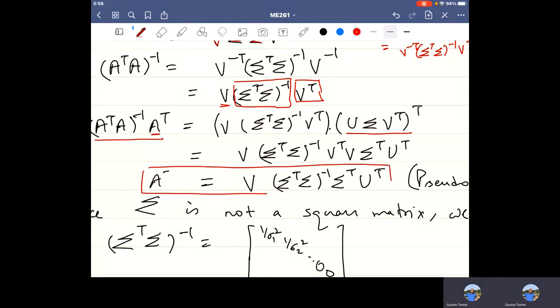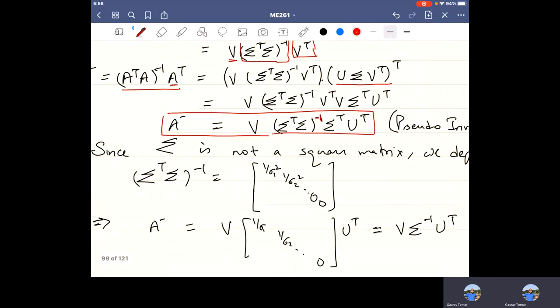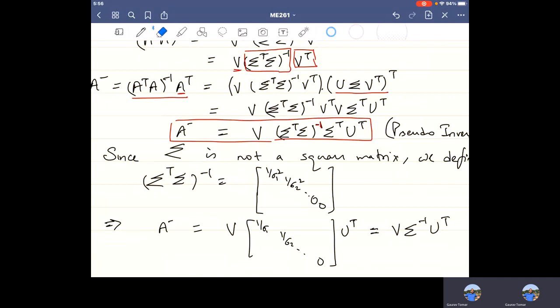Okay. Now we know that sigma is not a square matrix. So when you take sigma transpose sigma, there's a possibility that you may actually get a lot of zeros. So what we do is define the inverse, and we'll not call it an inverse in the strict way, because some of the singular values could be zero.